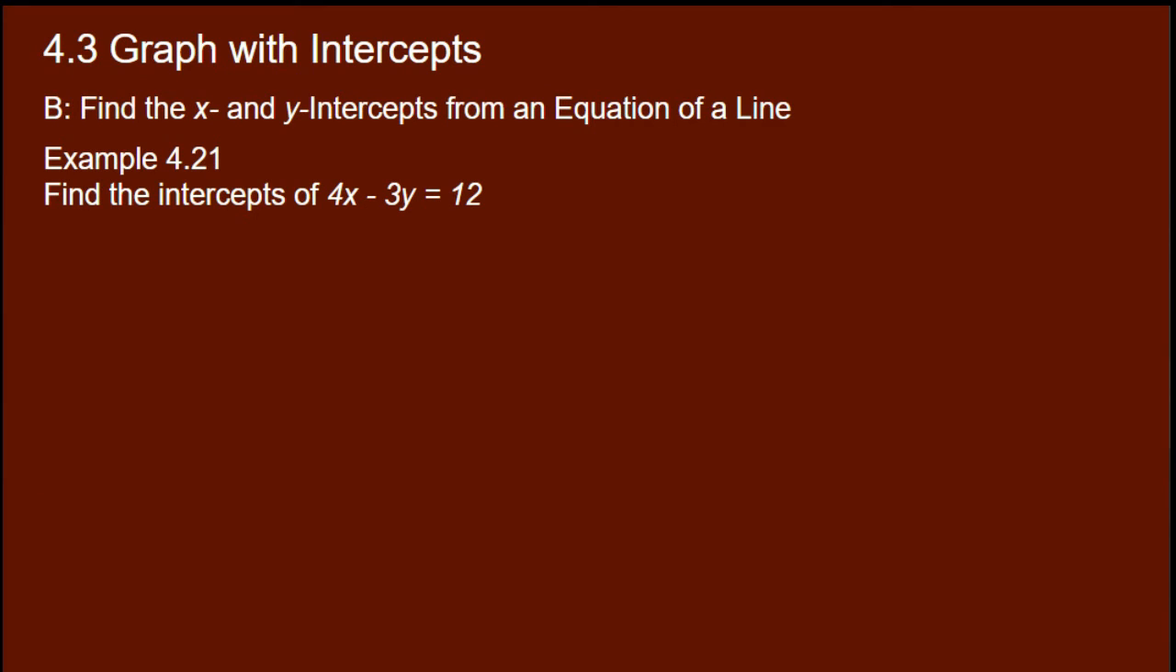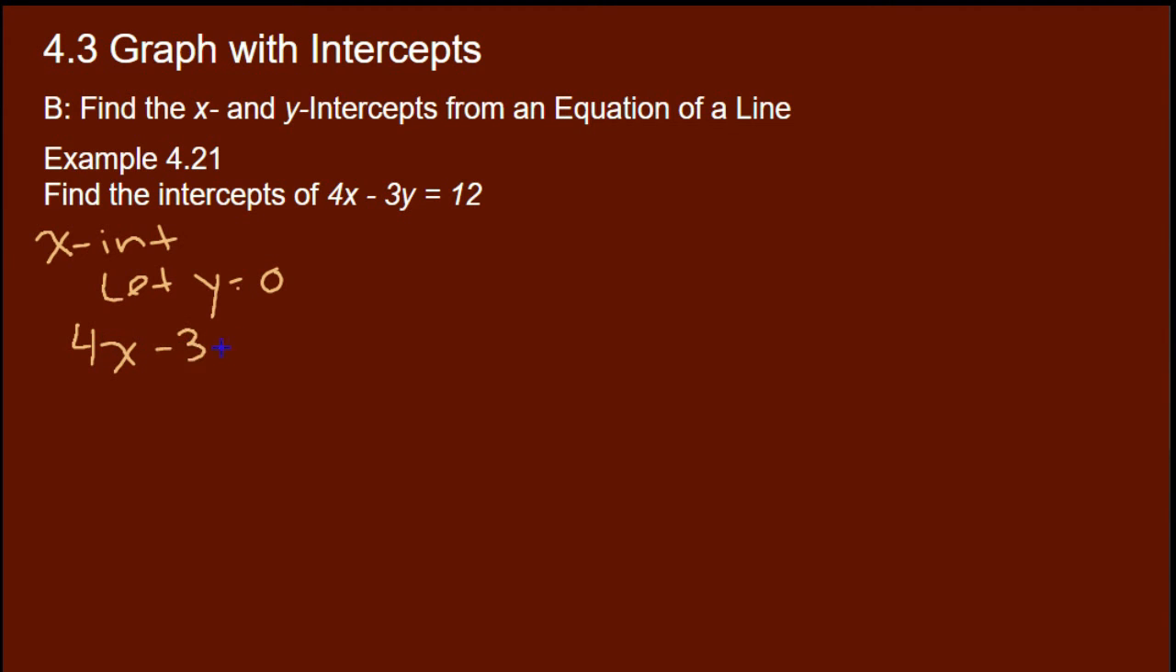Let's do another problem. So in this case, we have coefficients on both of our variables, which we did not have last time. So they've thrown in a little bit more complication here. So let's go ahead and do this. We still do it the same way, though. To find the x-intercept, we're going to let y equal 0. So let's rewrite it with y equals 0.